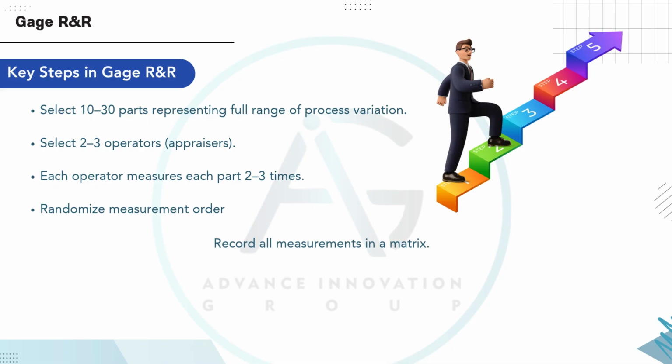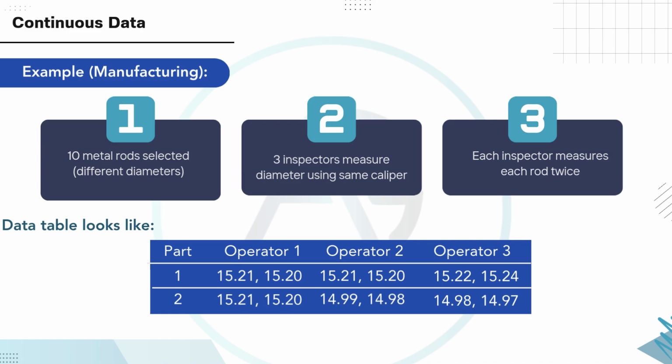Following these steps correctly ensures a valid and reliable Gage R&R study, helping us assess the adequacy of our measurement system. Let's now look at a practical example of how a Gage R&R study is conducted in a manufacturing setting for continuous data. Step 1. We start by selecting 10 metal rods, each with different diameters. This allows us to capture a representative range of variation in the parts being measured.